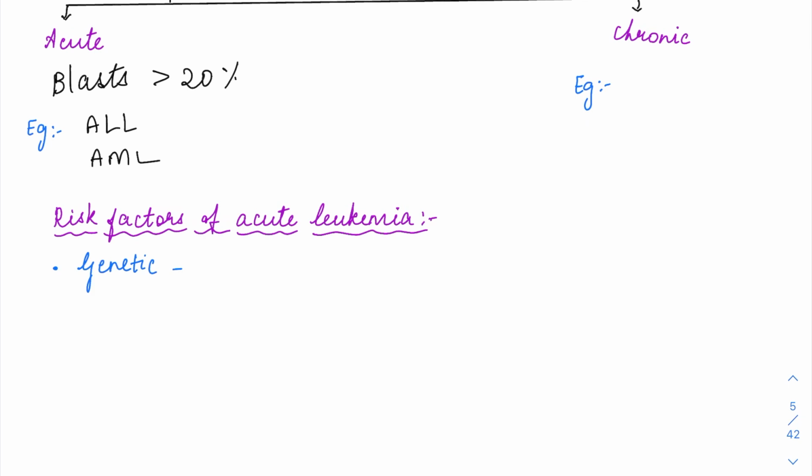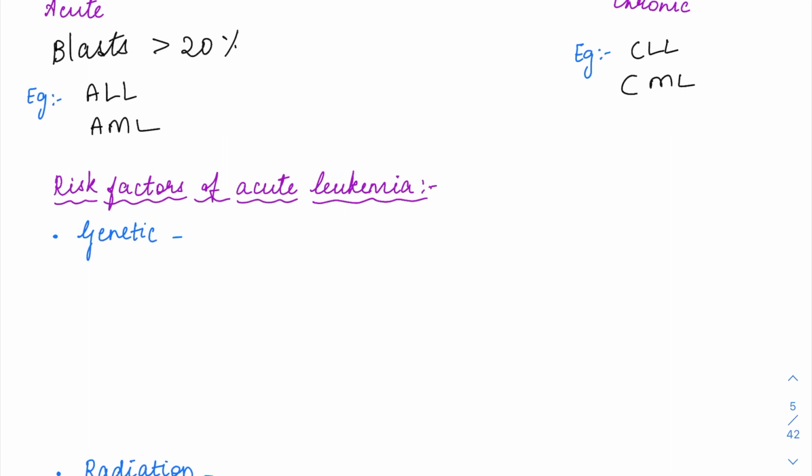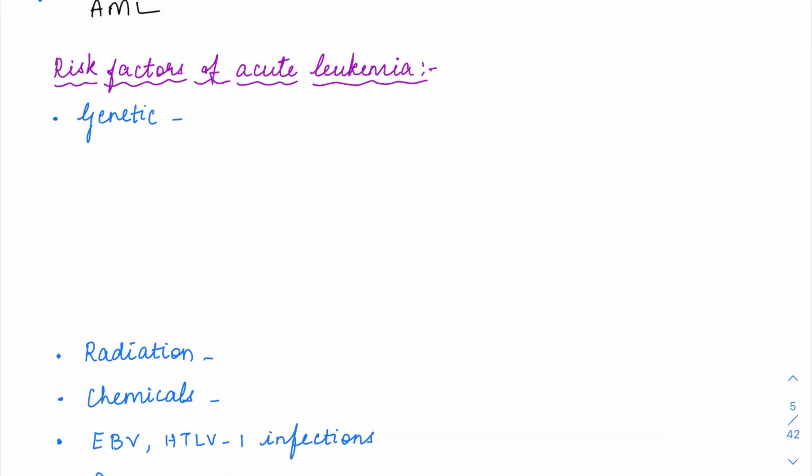In chronic leukemias, you are not having blasts more than 20%. Blasts are going to be less than 20% only. The best examples here are chronic lymphocytic leukemia and chronic myeloid leukemia. So let's see about the risk factors associated with acute leukemia.